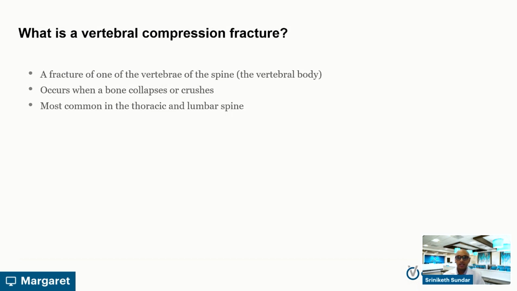So like it says, it is a fracture, so it's a break of the bone, specifically of a part of the vertebra of the spine. So that's like the big disc-like portion of the spine that sits in the front. And what happens, it compresses. So it could collapse or crush. And mostly we see it in the low back or the lumbar spine, but it can be seen in the thoracic spine as well, which is the mid-back region, right above the lumbar spine.